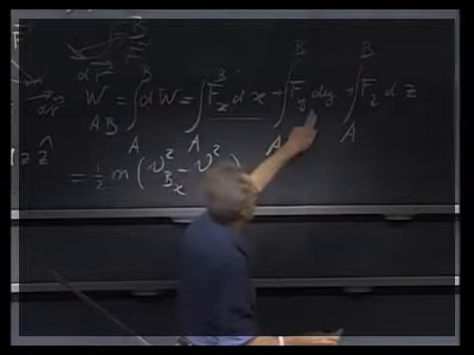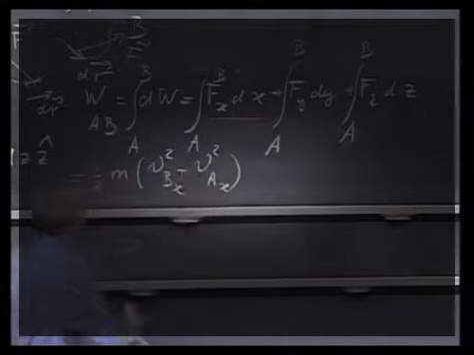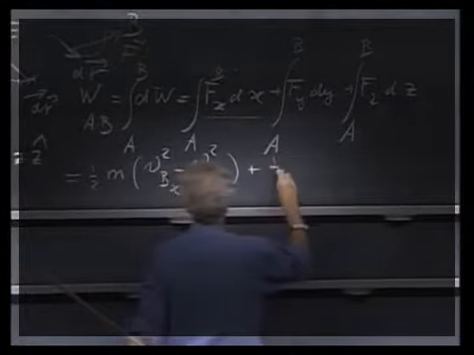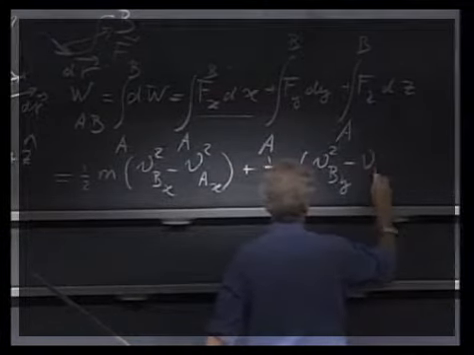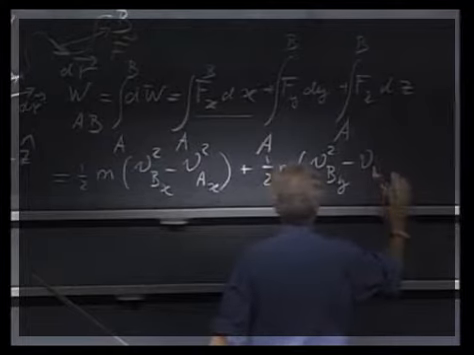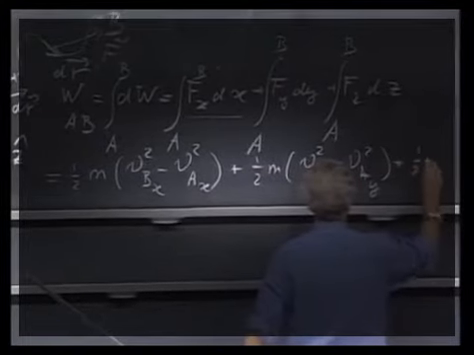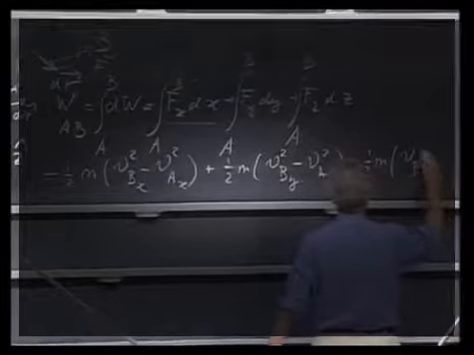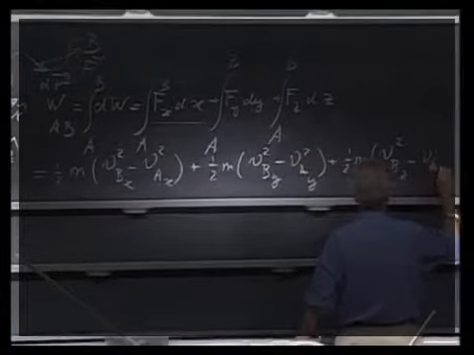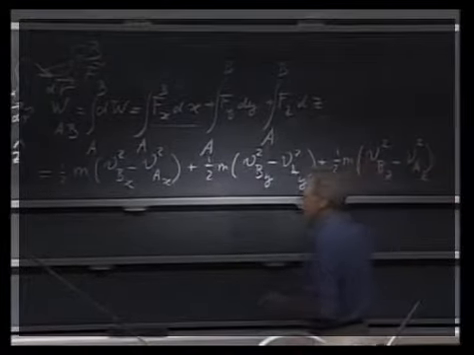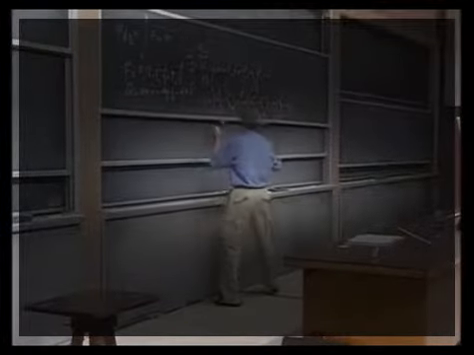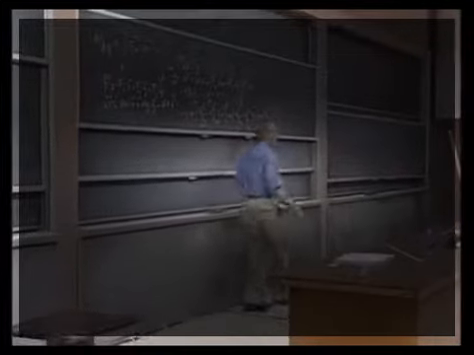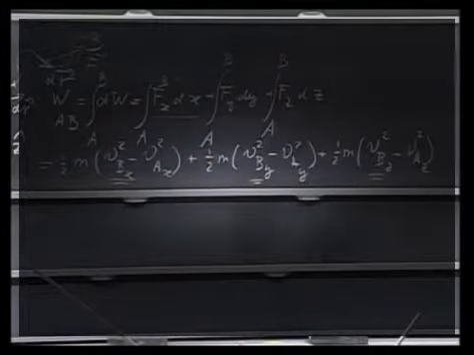This is also a 1-dimensional problem now, except that now I deal with the y component of the velocity. So I get 1/2 m times vb y squared minus va y squared, plus 1/2 m vb z squared minus va z squared. And now we're home free, because what you see here is v squared in the x direction, v squared y component, v squared z component, and if you add those three up, you get exactly the square of the velocity. You get the square of the speed.